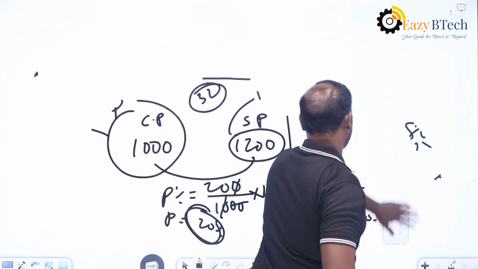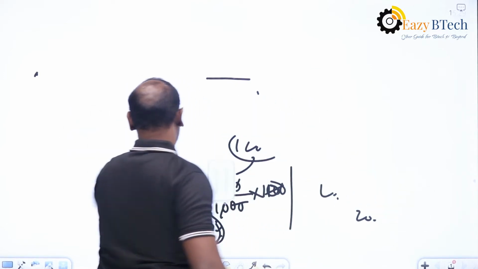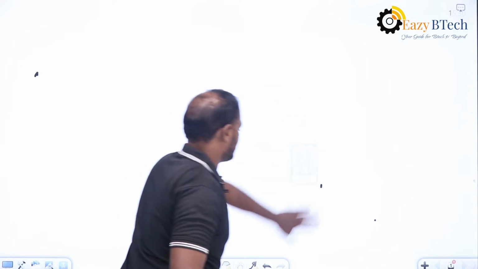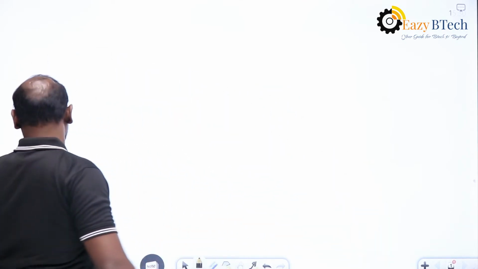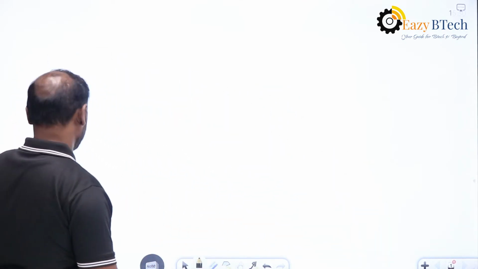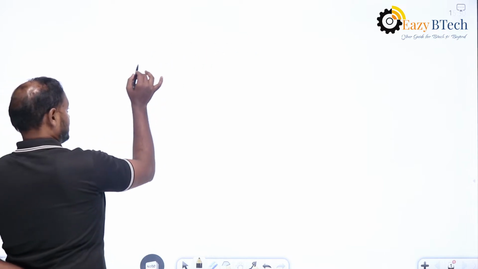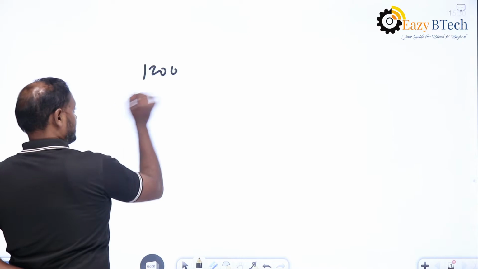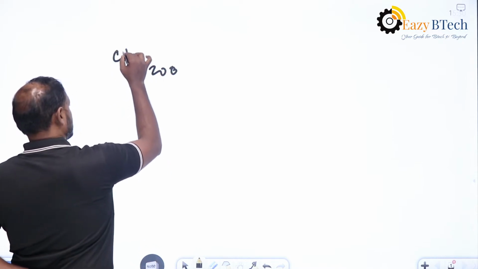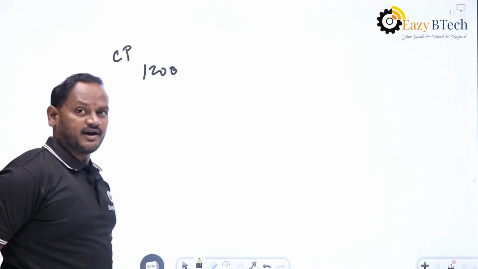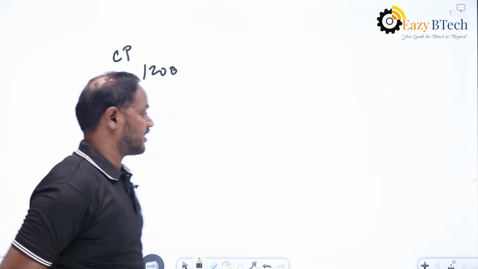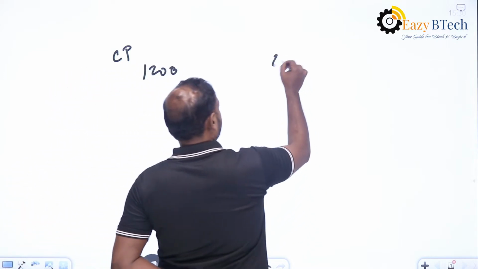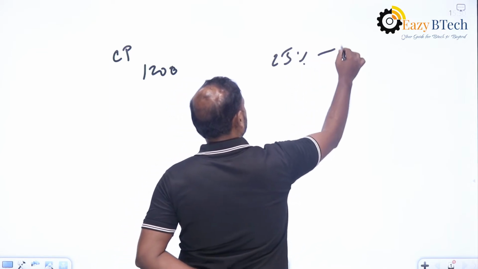Let's take one more question. I'll give one more interesting question. Listen carefully. I'll discuss a few basic models, and after that we can go for the original questions. Very important story. I bought an article for 1200. This is taken as the cost price. The cost price is given as 1200, and sold it for 25% profit.